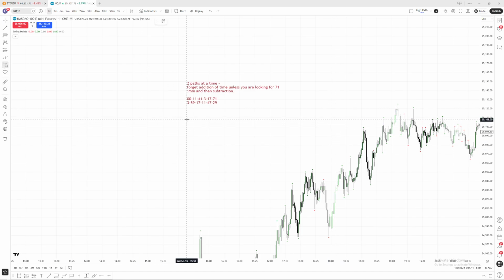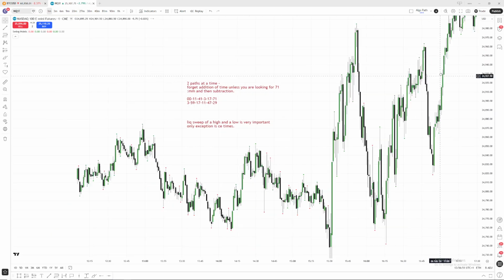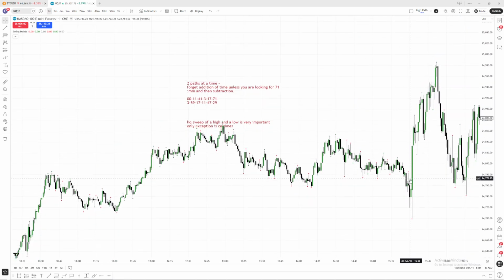Note down that liquidity sweep is a must on both sides. Liquidity sweep of a high and a low is very important for us to enter the trade. If there is no liquidity sweep, then we are not going to enter. The only exception to this rule is CE times. Clear? Okay.